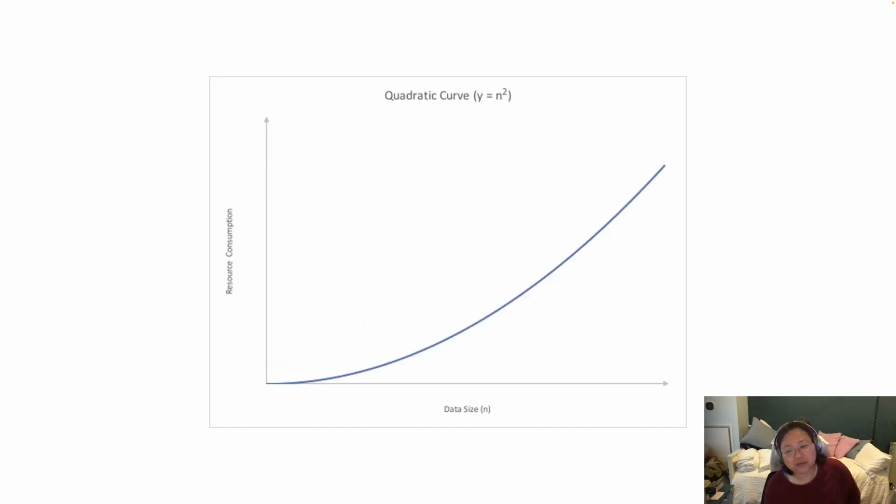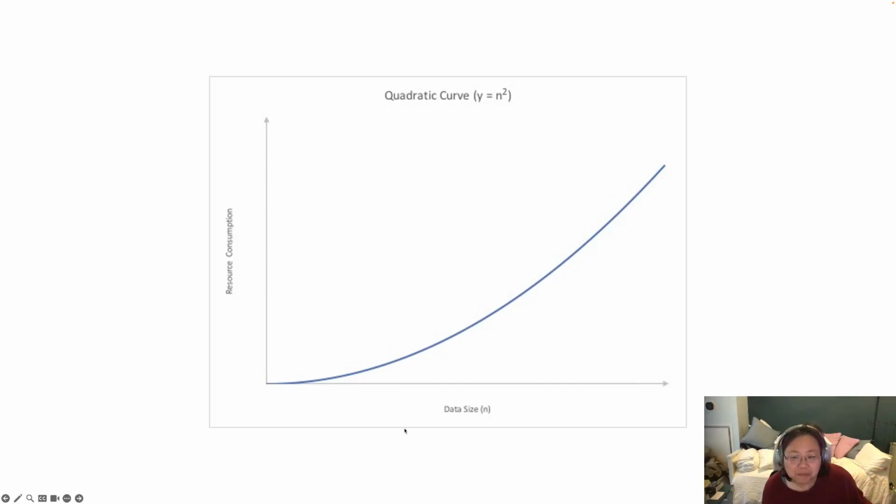Next one is the quadratic curve. A quadratic curve looks like a parabola. It's n squared, that's why it's called a quadratic curve. This particular curve is basically the curve that describes all the bad sorting algorithms, all the simple sorts. Selection sort, insertion sort, and bubble sort all perform as described by this curve. Okay, so this curve describes the behavior of all the simple sorts. It basically means that for every unit of increase, your data is squared. Okay, so it's n squared.